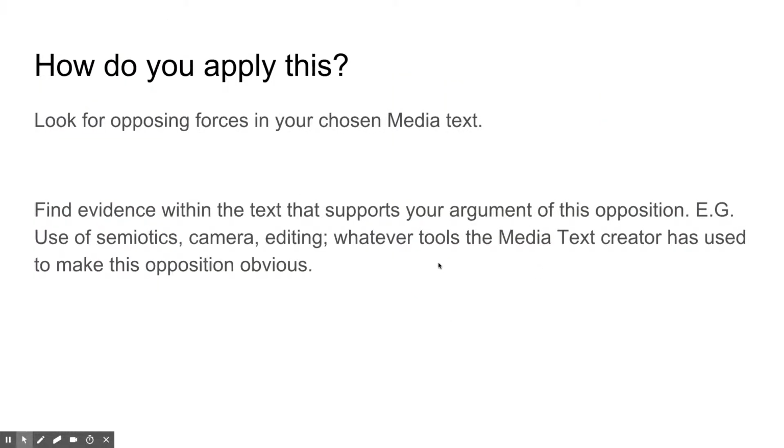In moving image extracts, you can be looking for different camera angles, different camera movement, different types of editing, sound, use of lighting and costume, all those things that help support your argument of what your binary opposites are, whether it be good or evil, man versus nature, or whatever you're arguing it is. The tools used to construct that media text are your evidence of the binary opposite that you are claiming.